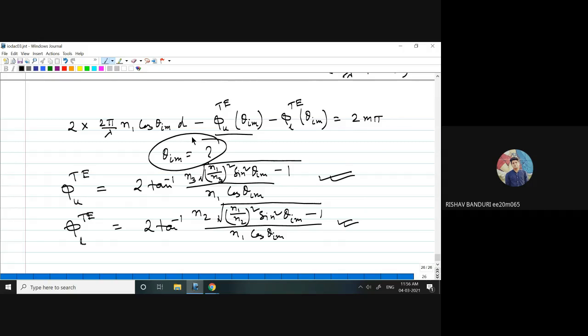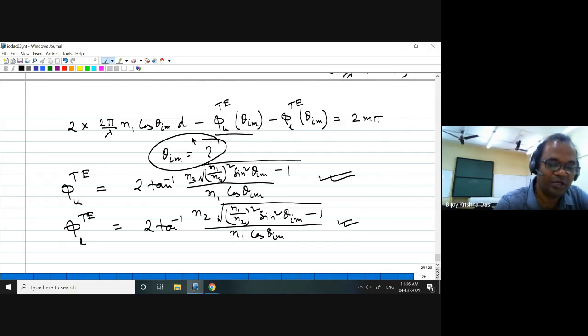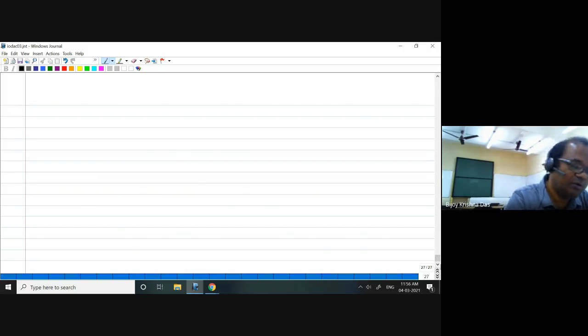So we'll try using MATLAB. Yeah, it is actually very difficult to find an analytical equation. It's kind of a transcendental equation. Okay, so what you can do, you can just write this equation in this form. You can write 2 times 2 pi by lambda n1 cos theta im, cos theta im d. D will be there.